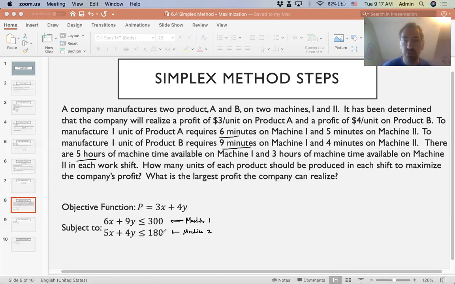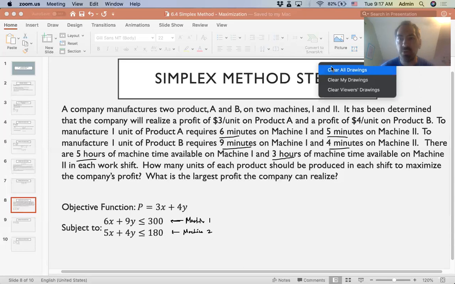And then for machine 2, we have 5 minutes required for product A. That's the 5X. We have 4 minutes for product B on machine 2. That's the 4Y. And that must be less than or equal to the 3 hours of machine time available on machine 2. That's the 180 minutes. Okay, once we have that set up, then we can proceed with our simplex method.